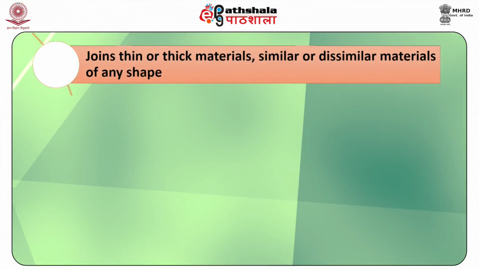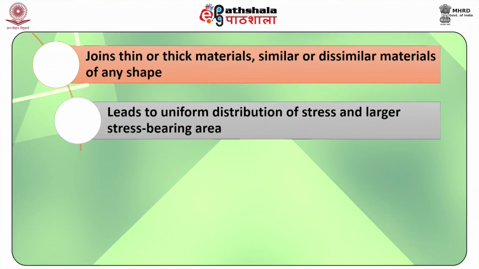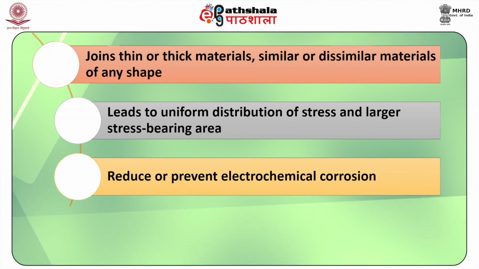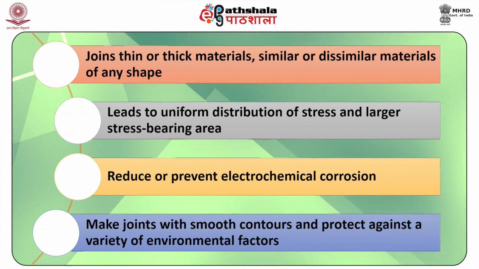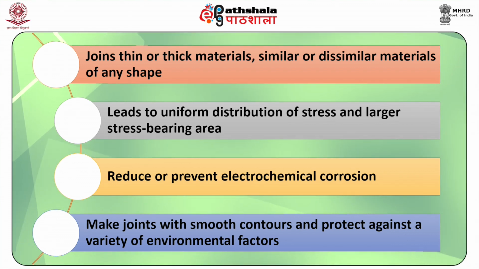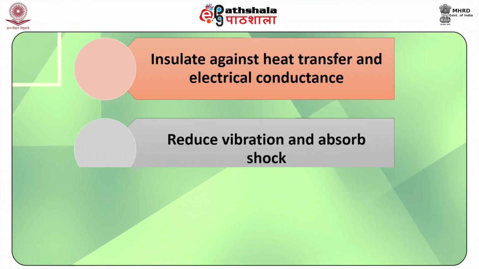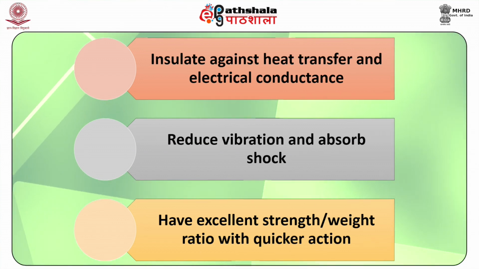The joining of two materials using adhesive has some advantages and disadvantages. Advantages of using adhesive: they join thick or thin materials, similar or dissimilar materials, of any shape. Leads to uniform distribution of stress and larger stress bearing areas. Reduce or prevent electrochemical corrosion. Make joints with smooth contours and protect against a variety of environmental factors. Insulate against heat transfer and electrical conductance. Reduce vibration and absorb shock. Have excellent strength to weight ratio with quicker action.